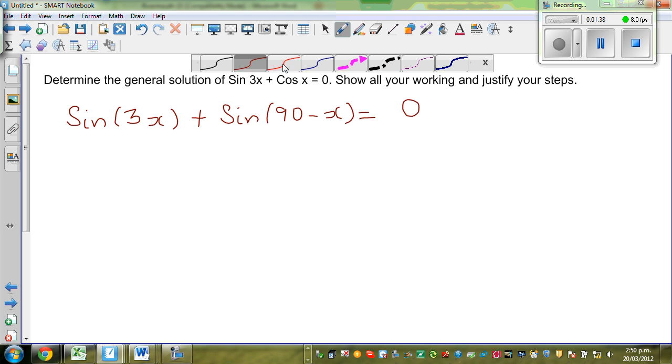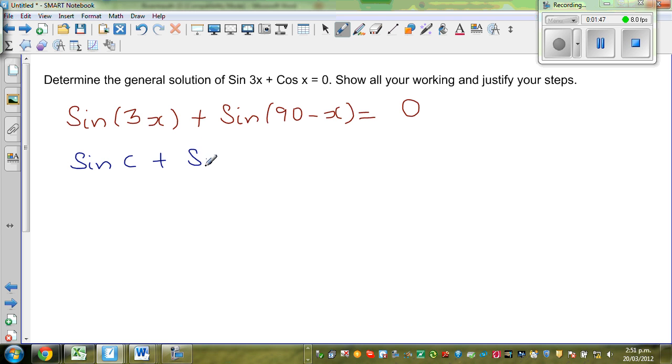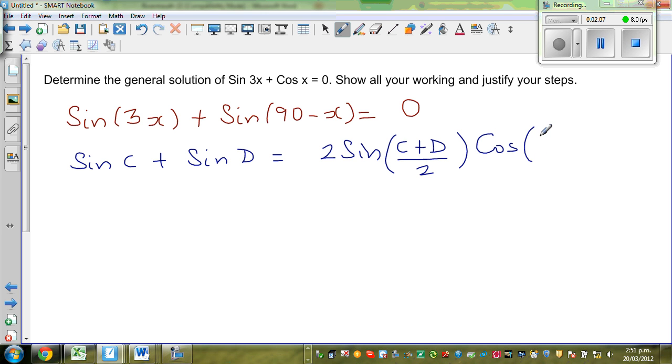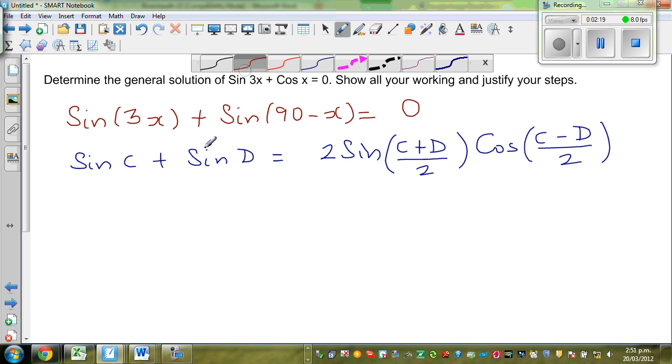Now let me write the sums formula. So the sums formula is like this: sine c plus sine d, you can look up in your formula sheet, is equal to 2 sine (c plus d divided by 2) times cos (c minus d divided by 2). So I hope you can compare your c with 3x and d with 90 minus x. So using that comparison, I can write the next step.